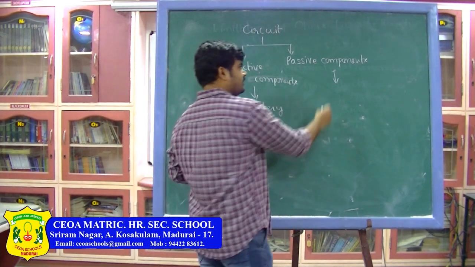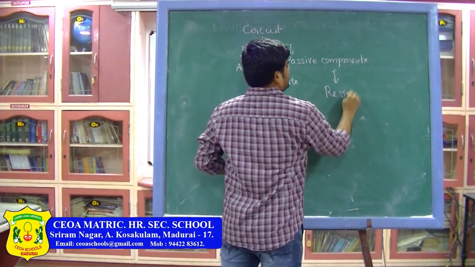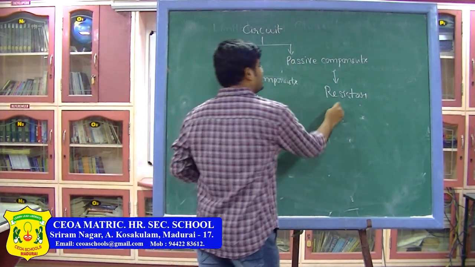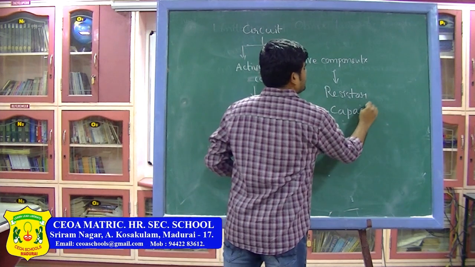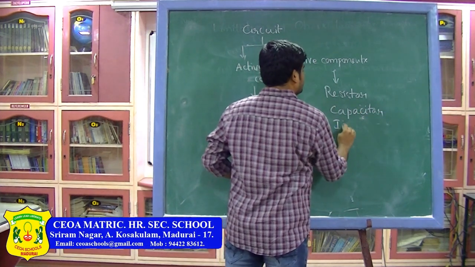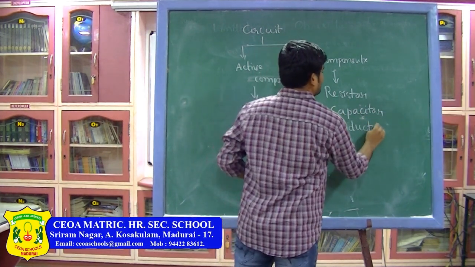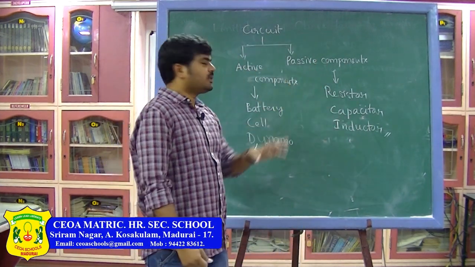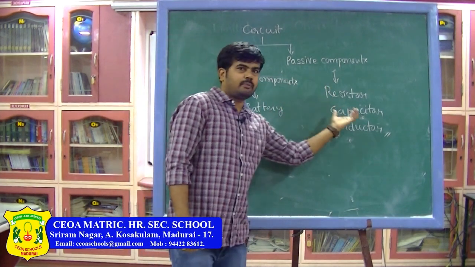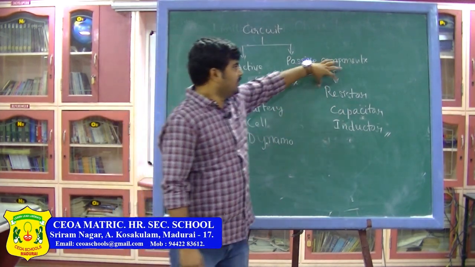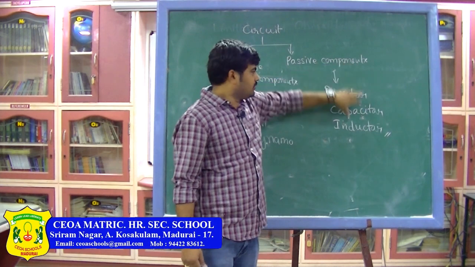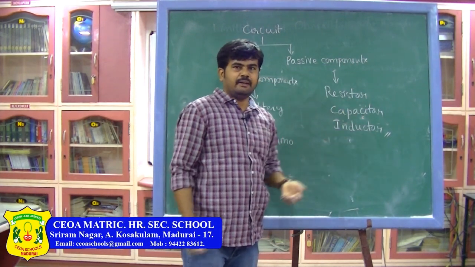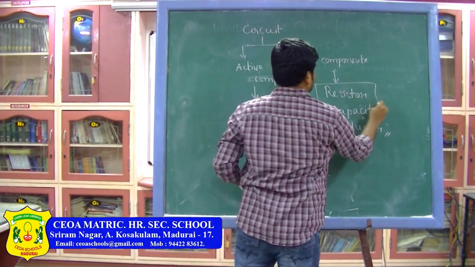For example, resistor is one of the passive components, and capacitor and inductor. So these are some examples for the passive components which will take energy supplied by these active components. Now let us discuss about this resistor alone. In the later chapters you are going to study about this capacitor and inductor in detail. Now let us focus on this resistor.